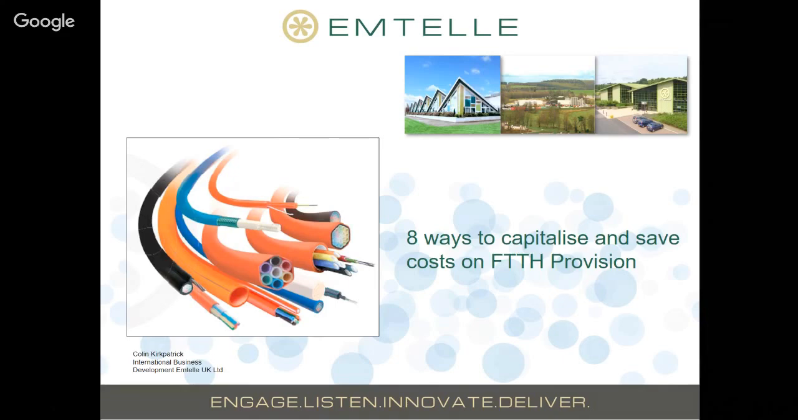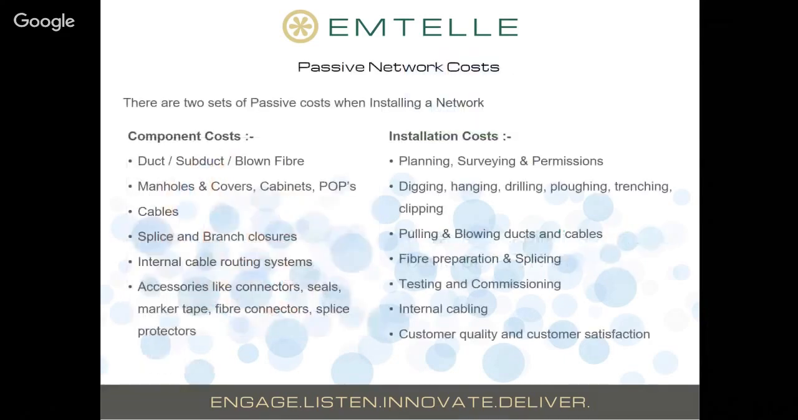Today I'm going to talk about 8 ways to capitalise and save costs on fibre to the home provision. First of all, you have to look at the 2 sets of passive costs when installing a fibre optic network. The first one is the component costs. Subduct blown fibre, the means of getting fibre optic to a home.